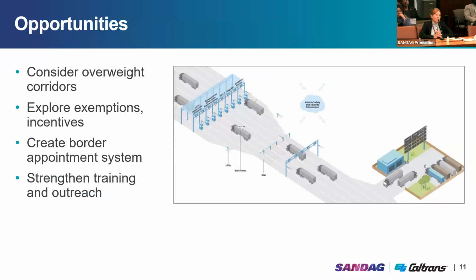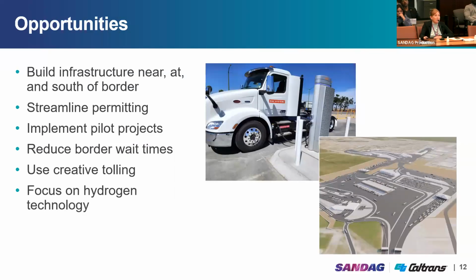Finally, in addition to identifying challenges, we identified opportunities, and many of these are included in the sustainable freight implementation strategy that Tim just talked about. They include consideration for overweight corridors, given the heavier batteries requiring a reduction in payload. Exemptions, incentives, exploring the possibility for extending those to folks that are doing cross-border trucking. The border appointment system, strengthening training and outreach, building infrastructure near, at, and south of the border, streamlining permitting for such infrastructure, pilot projects, and of course, reduction in border wait times.